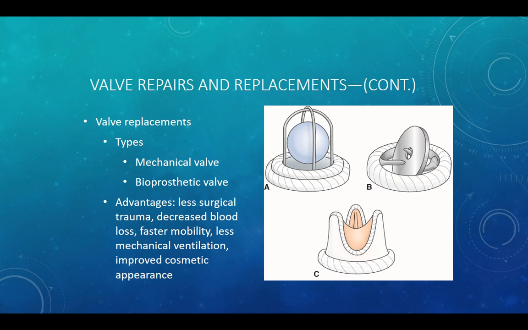There are 3 basic types of replacement valves. There is the mechanical, and one thing with the mechanical, they last for a long time, up to 20 years. So you can get a 20-year extension out of this. But you have a higher risk for a thrombi or embolus to form. You have to be on blood thinners the rest of your life. So that might slow you down a little bit.